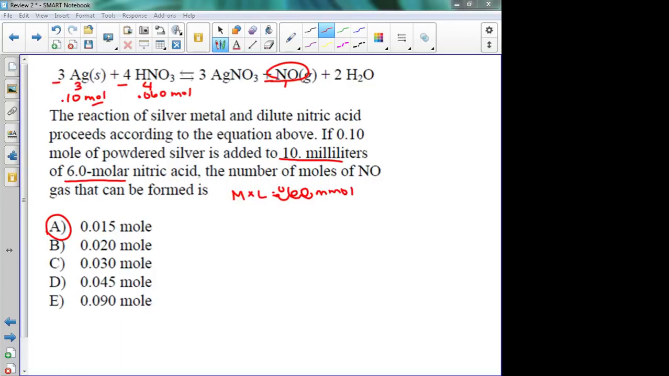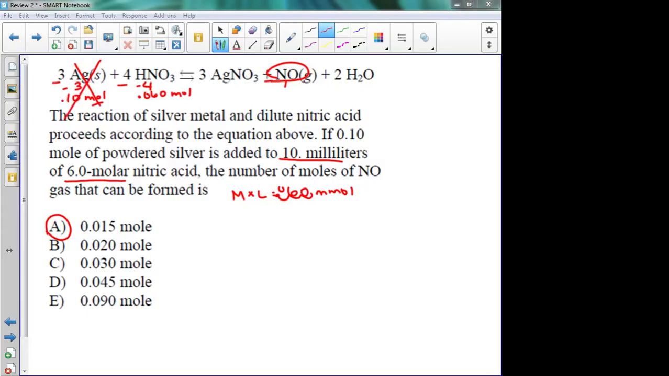Now looking at that, can you tell which one is your limiting reactant? The nitric acid, right? Because normally we would say you have to get them both down to a 1-to-1 ratio before you can tell. But 0.10 is bigger than 0.06, and I'm only going to divide this one by 3, whereas I would divide that one by 4. So obviously it's my nitric acid. So that means I can only form as much as my limiting reactant.